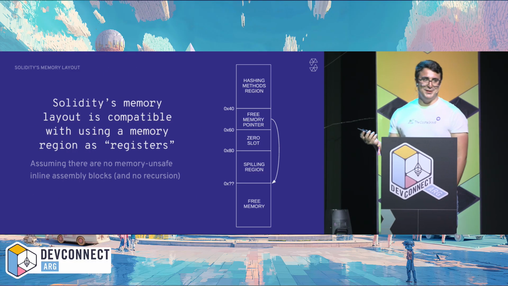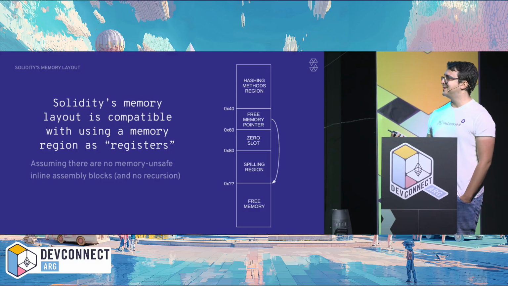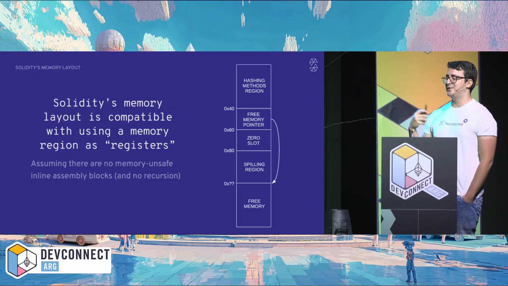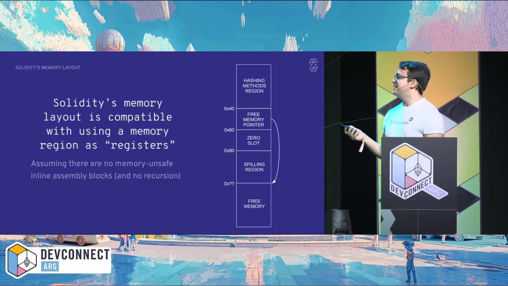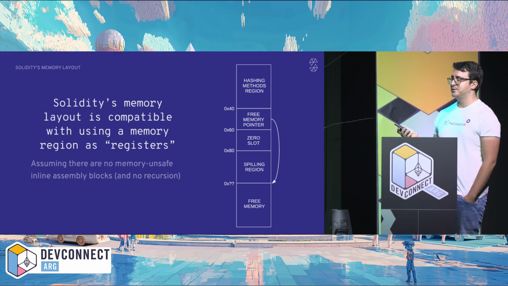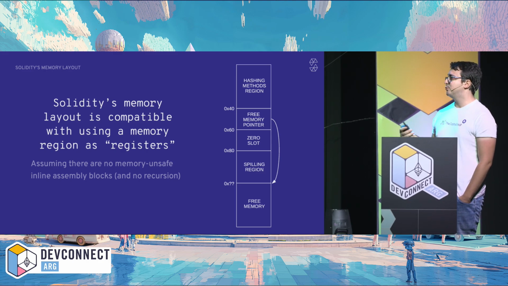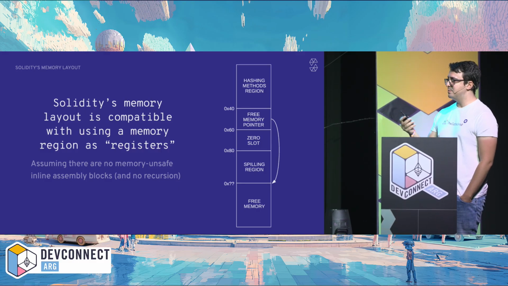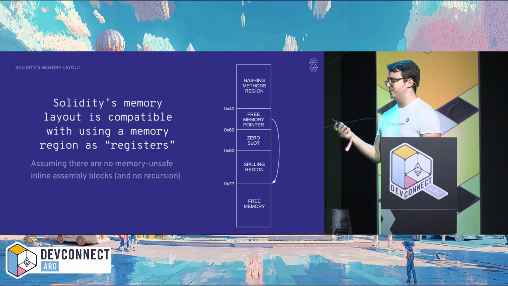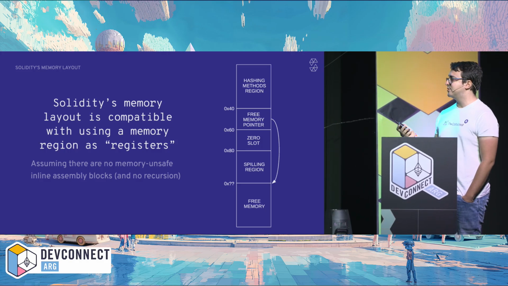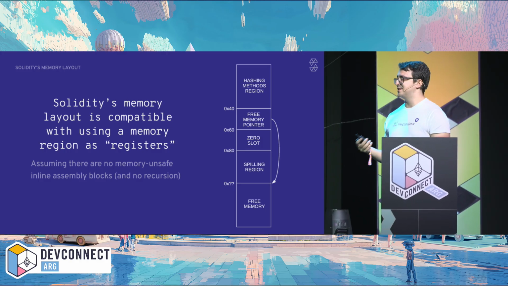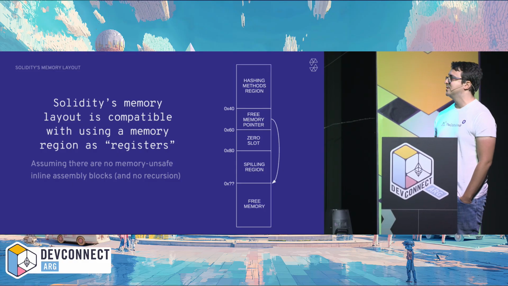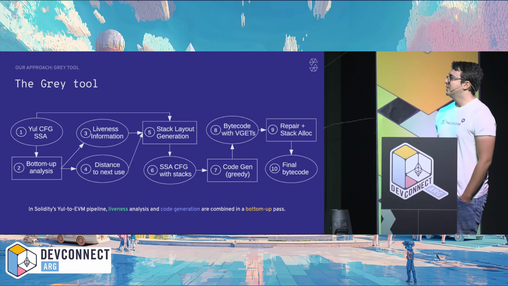A good thing about the Solidity memory layout is that it allows us to use some region of the memory as registers, so we have some kind of fix that we can do. In particular, they have this free memory pointer that points to the next free position in the memory, and what we can do is determine how many memory positions I need for storing the intermediate values, and this is going to be my spilling region. Of course, there are some situations that we don't want to handle, which are, for instance, memory-unsafe blocks or recursion.